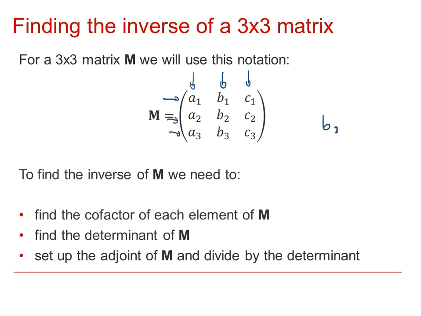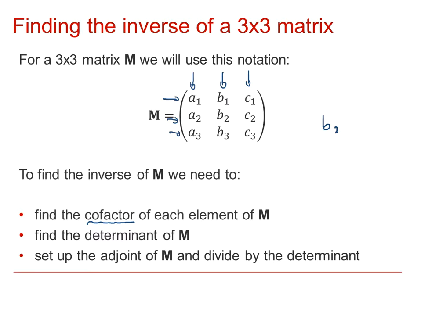To find the inverse of M, we need to be able to do several steps. These will develop through the next couple of videos or so, but to show you what the steps are before we start, we need to find cofactors of each element, and then also the determinant of M, and set up what's called the adjoint of M, so that we then have that the inverse will be the adjoint divided by the determinant.